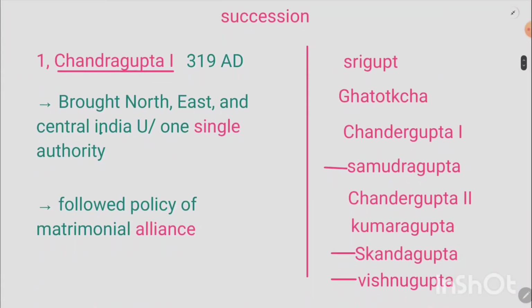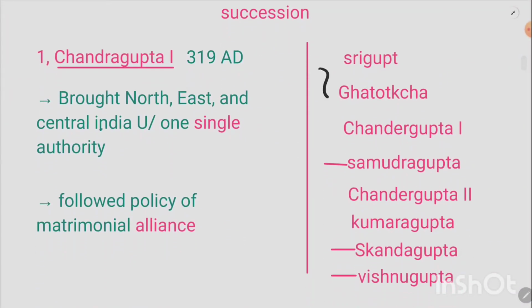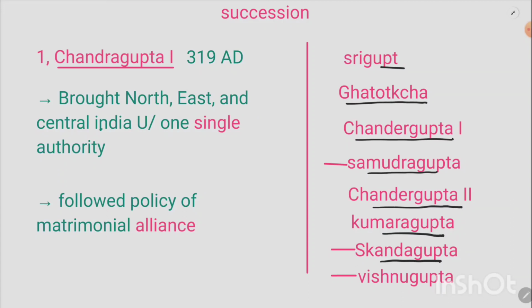Now, if we talk about the succession of the Gupta Empire, these are all the rulers that came in the Gupta Empire, in chronological order. The first ruler was Shri Gupta, who was also the founder. Then there was his son Ghatotkach. Ghatotkach was succeeded by his son Chandragupta first. Then Chandragupta was succeeded by Samudragupta. Samudragupta was succeeded by his son Chandragupta second, and then Chandragupta second was succeeded by Kumaragupta. Kumaragupta was succeeded by Sikandargupta, and after Sikandargupta, Vishnugupta was the last ruler of the Gupta Empire. Okay, so we are going to study all of them one by one. We will start from Chandragupta first.